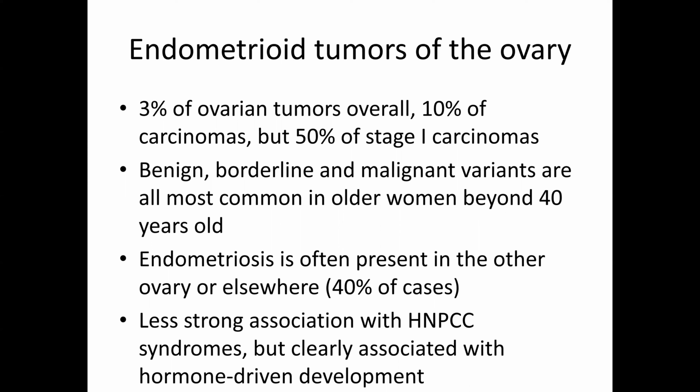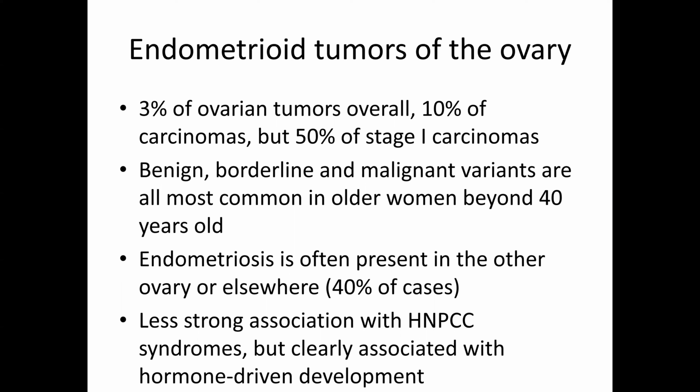There are benign and borderline and malignant variants. These are all more common in women over 40, just as endometrial cancers within the uterus are more common in that setting as well. And no surprise there, because there are many common drivers of these endometrioid type tumors. Not infrequently, endometriosis is the other underlying factor.